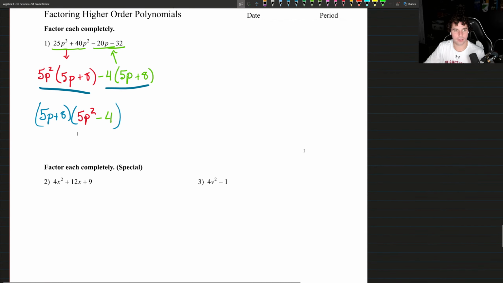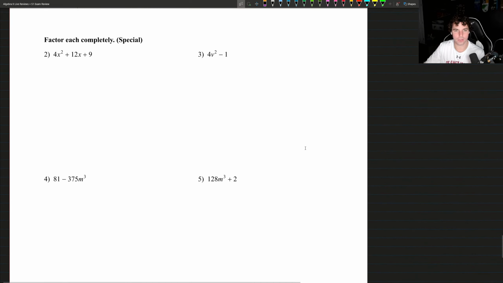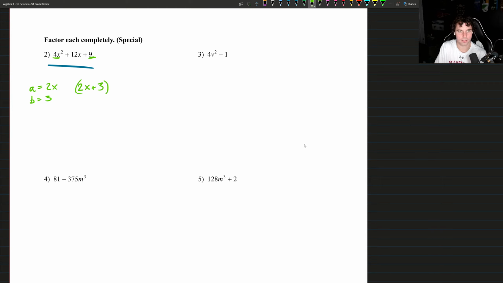Number two, and the rest of these are just applications of these special cases. 4x squared plus 12x plus 9. Again, if I had given you this any other time, you would be able to do it. Notice that we have something squared and then something squared. So if you do a is equal to 2x, b is equal to 3, a good thing to try is just 2x plus 3 times 2x plus 3.